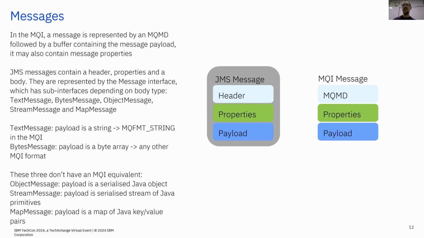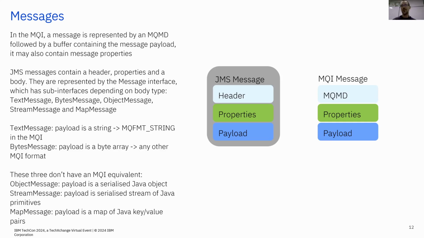I should mention that JMS has 5 different types of messages, of which only 2 are of interest from this presentation. That is text messages. This is where the payload is a string, and that's a direct equivalent to an MQI message where you have an MQMD format of string. And then there's JMS bytes message where the payload is an uninterpreted string of bytes. And that basically maps to any other MQI message.